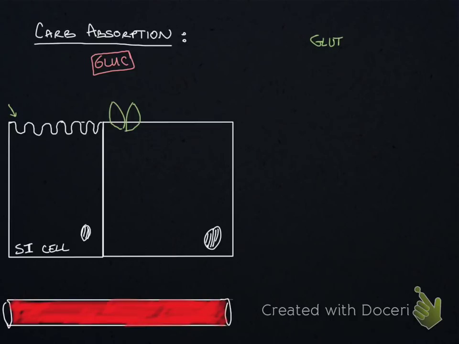which is a glucose transporter. Sorry, this first one is actually a SGLT, which is a sodium glucose transporter. And another one is going to be a GLUT transporter, which is a glucose transporter.